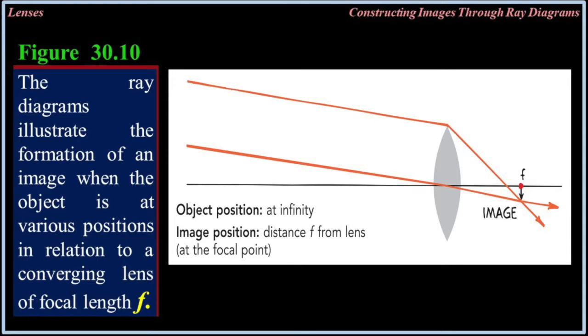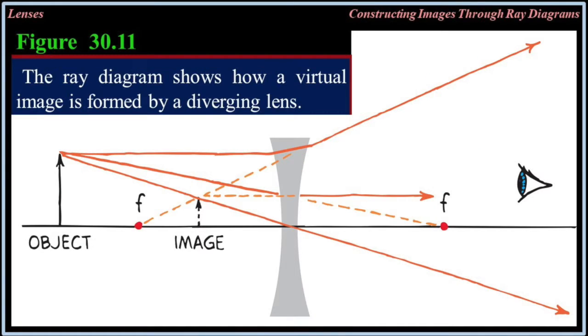And then this is the last situation. Clearly, this is an example of a particular situation that you may find yourself in. What might that be? Can you guess what an application of this situation may be? And in 30.11, the ray diagram shows how a virtual image is formed by a diverging lens.